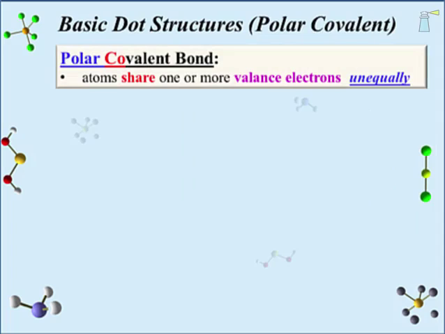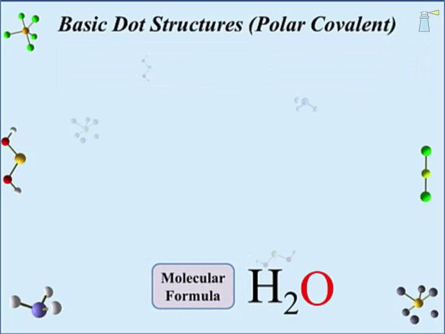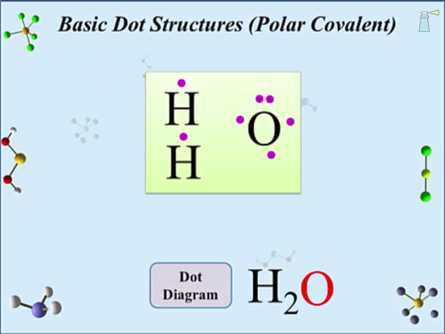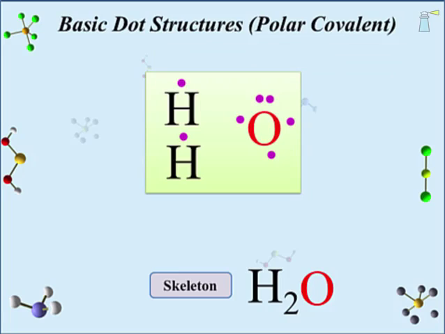Our next structure will be one that contains polar covalent bonds, and as we remember, the electrons in that bond are not shared equally. However, that does not alter how we construct the dot structure. We begin with the molecular formula, and this time it's our old friend water, H2O. We need to get the dot diagrams of 2 hydrogens and 1 oxygen. Drawing a skeleton will be based on the dot diagrams of the central atom. And as we saw with methane, hydrogen cannot be a central atom. That leaves oxygen as the central atom.